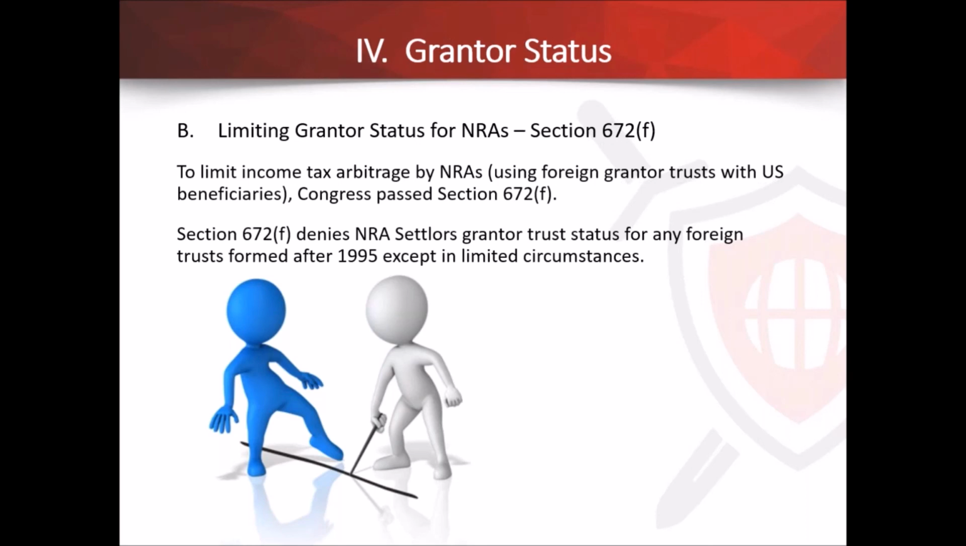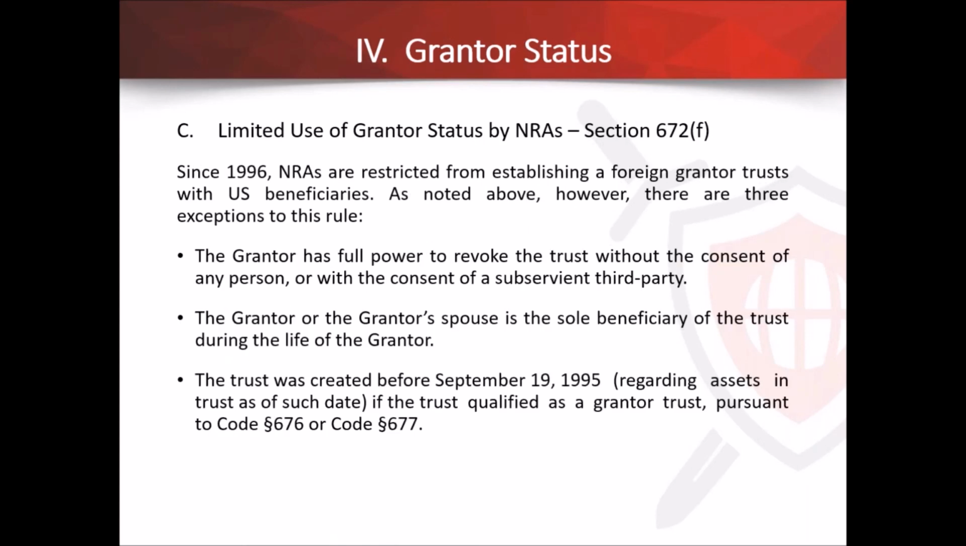Going back to the grantor status for a foreign trust, in response, Congress passed Section 672(f), which basically limits the ability of an NRA to create a foreign grantor trust for U.S. income tax purposes with U.S. beneficiaries. That was done in 1995, and it's substantially limited. So now there are only three possibilities where you can still get foreign grantor trust status, and I've listed them there.